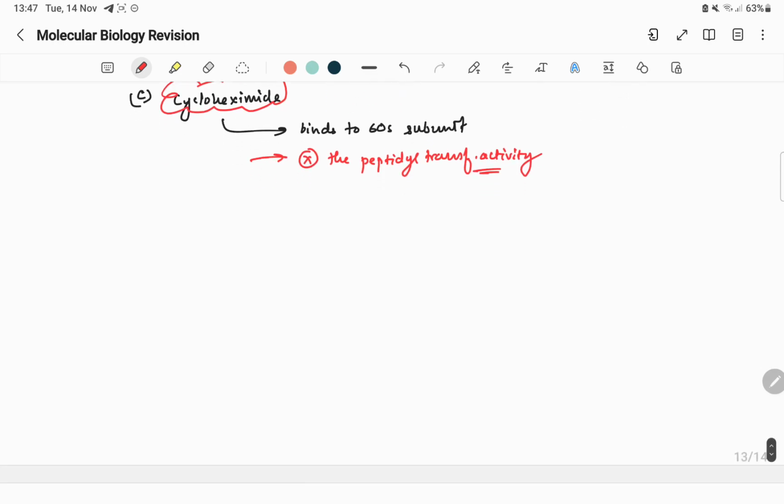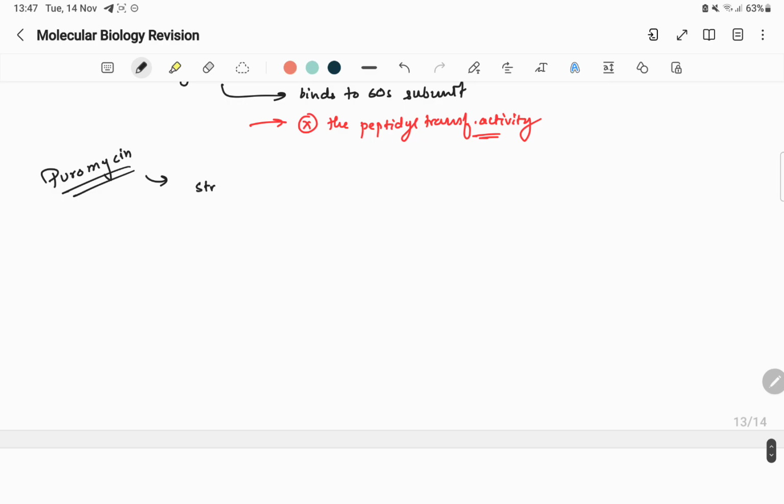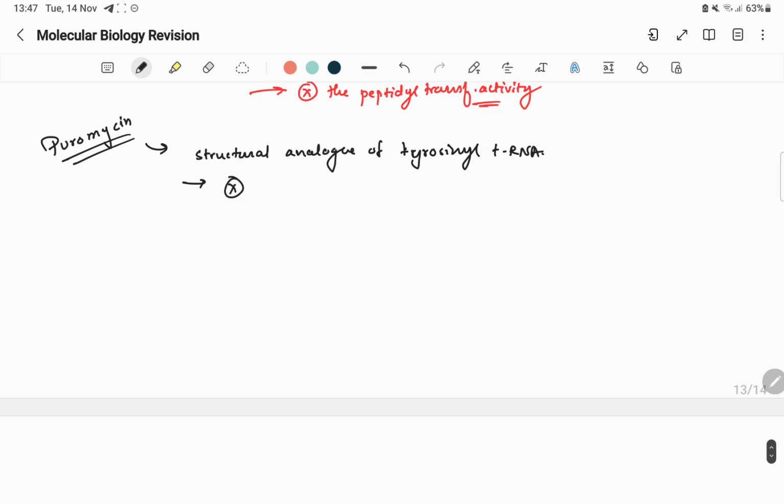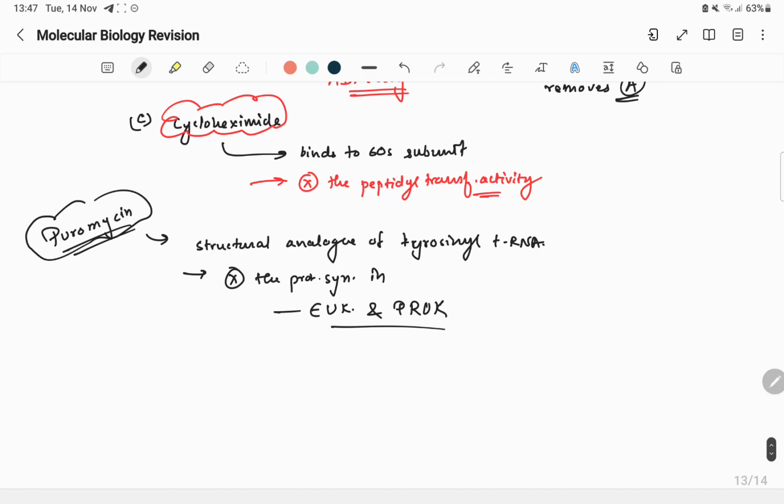And there is an inhibitor called puromycin. Puromycin is a structural analog of tyrosinyl tRNA. It causes premature termination of protein synthesis. This is important: it terminates protein synthesis in eukaryotes as well as prokaryotes, in both. Understood? So this completes your translation in eukaryotes.